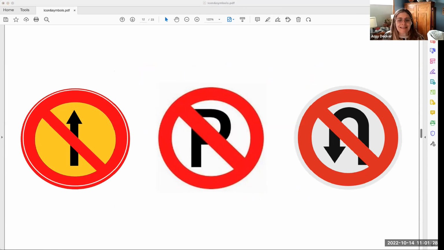Universal symbols. What does this symbol mean? Who can tell me? No U-turn and no parking. And there's one more, there's three. I don't know that one. Don't go up. Right, don't go up or don't go forward. It's a don't symbol, right? So you put a red circle with a slash through it over anything, and it means don't. It's a universal symbol. It's a symbol we all understand. You don't do something if this symbol is in front of it.